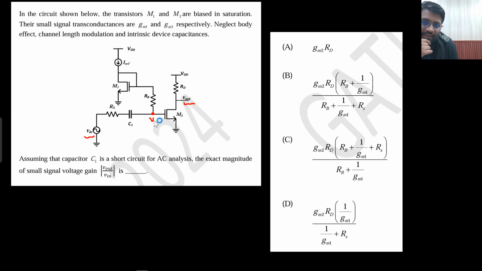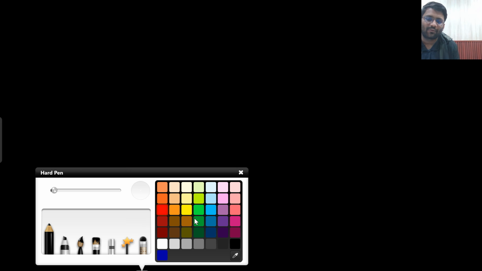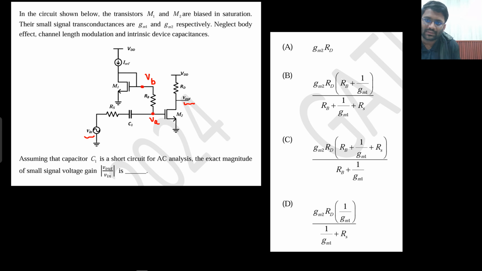Let's call this node the VA node. Now from VA node I see RB, but here I see some circuitry. Let's call this node the VB node. So from VB node, what do we see? I am making that particular circuitry. From VB node, you see a current source, and then you see this particular MOS circuitry.